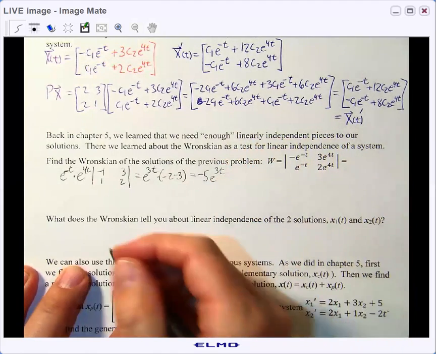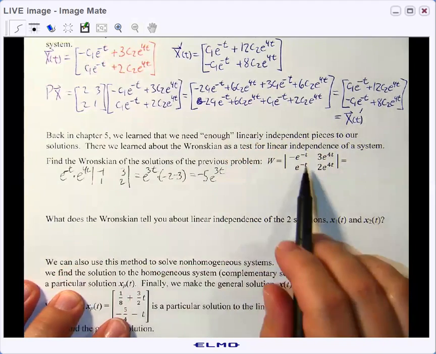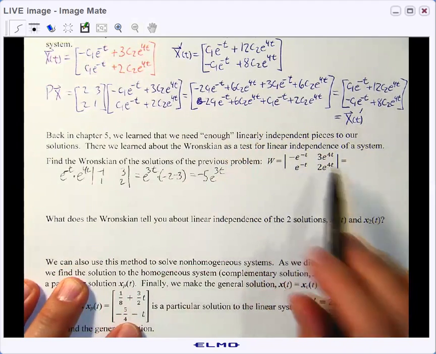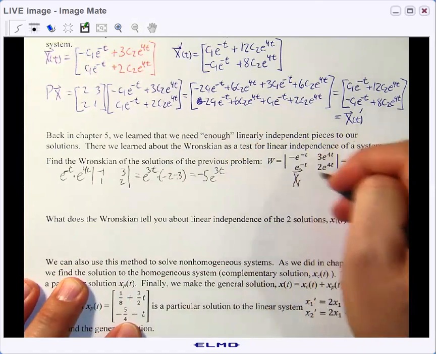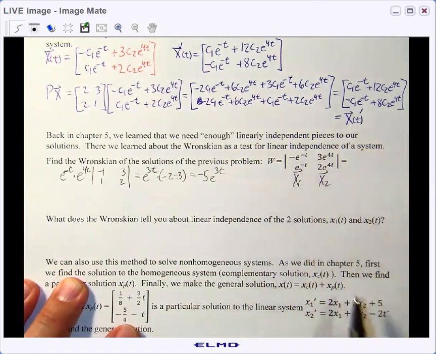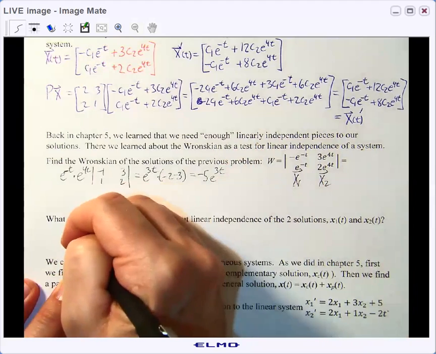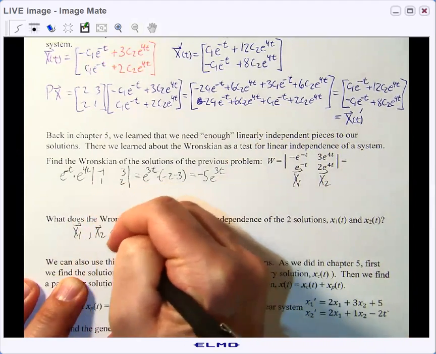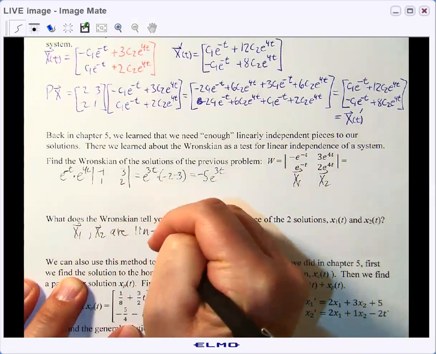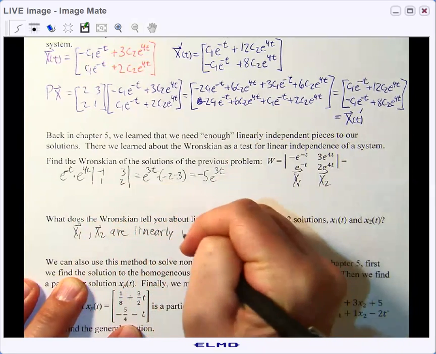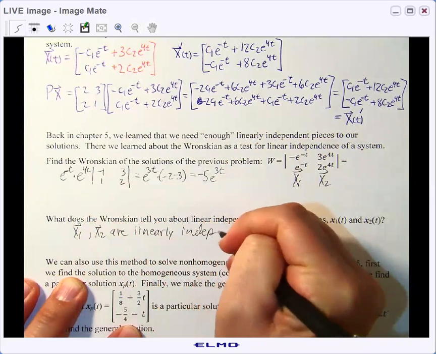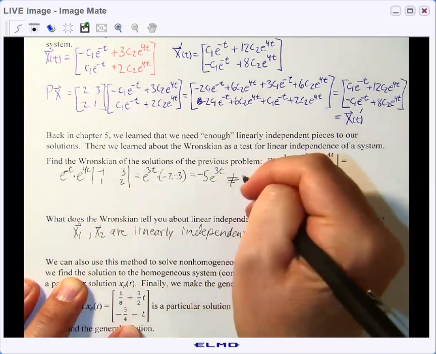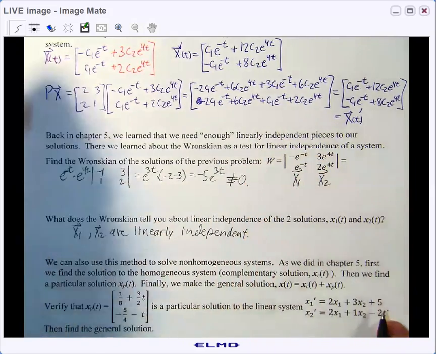Therefore, our two solutions here, and notice that this was the x1 vector and this was the x2 vector, are linearly independent. Because they're not identically equal to 0. In fact, they're never 0.